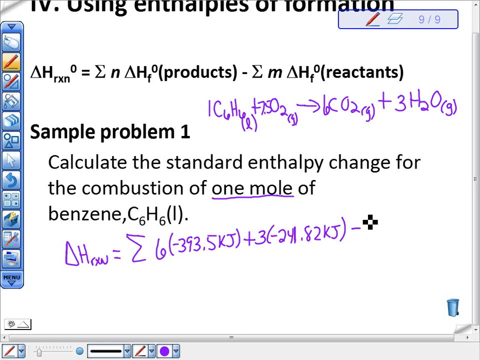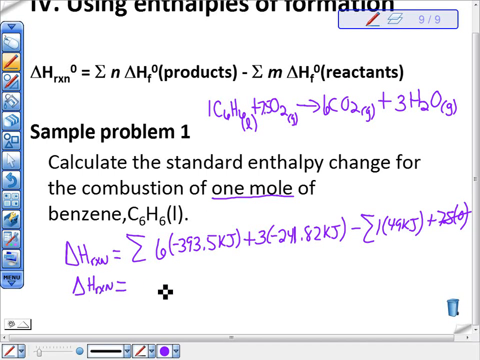And then you're going to subtract the sum of, and so I'm going to add up this side here. So we've got 1, so I'm going to multiply 1 times the benzene, which is 49 kilojoules. And then I would add to it 7.5 oxygen. But oxygen's a pure element, and pure elements don't have any heat of formation, so they would be 0. So this would just cancel out. So I would just simply multiply these, add them together, and then subtract this side to find the heat of the reaction.